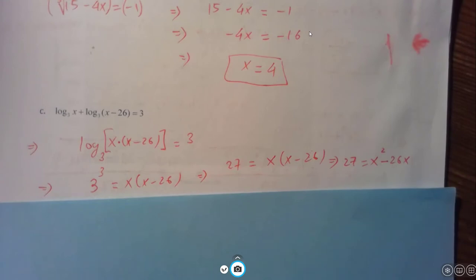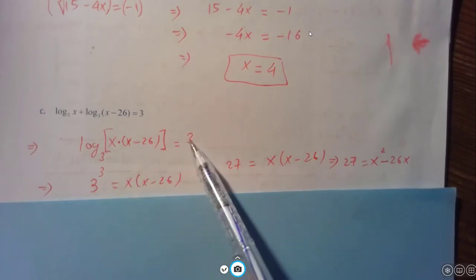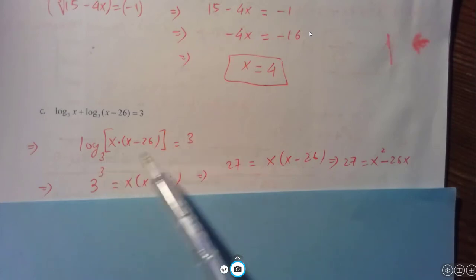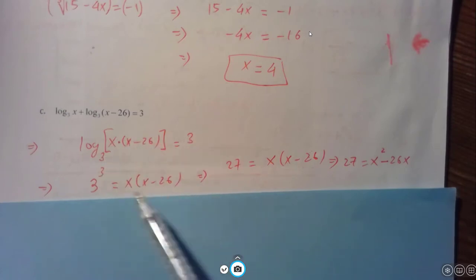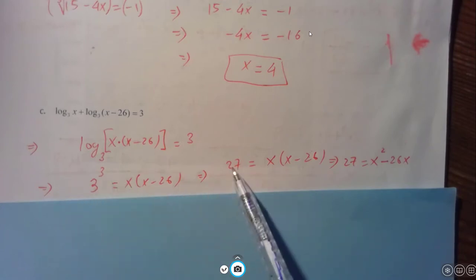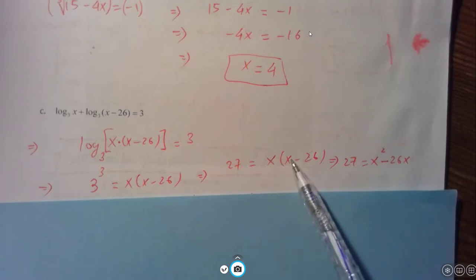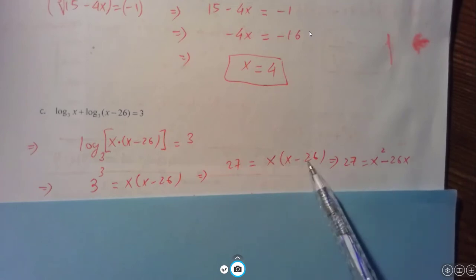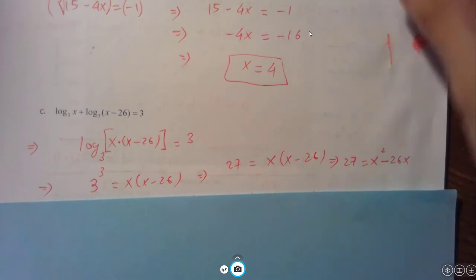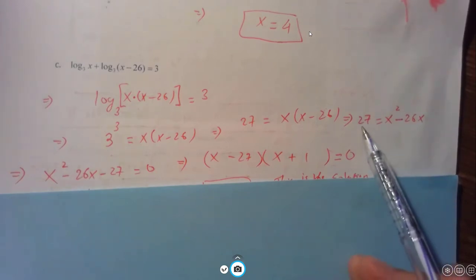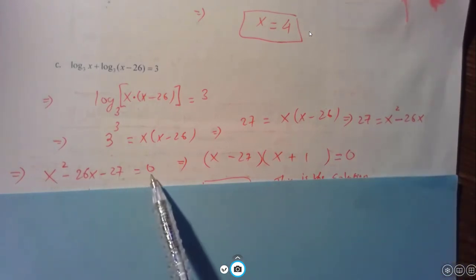I combine them, and then I use the definition of the log, 3 to the power of 3 equal to this whole thing. 3 to the power of 3 equal to this argument here. And from here, you can solve for x. 3 to the third power is 27, equal to x times x minus 26 right here. And then make the distribution: x times x, x squared, x times minus 26, minus 26x. And then from here, I must subtract 27 on both sides, so that I make the right-hand side to be 0.